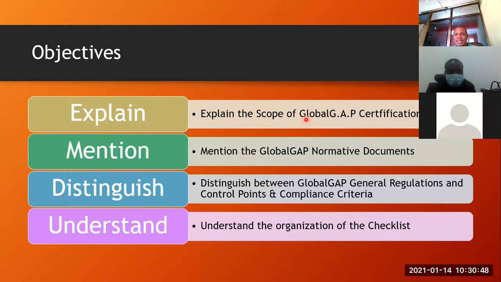Can you explain the scope of GlobalGAP certification? Can you mention the GlobalGAP normative documents? Can you distinguish between GlobalGAP general regulations and control points and compliance criteria? Do you really understand the way the checklist is organized?